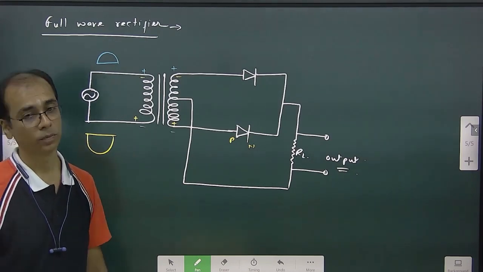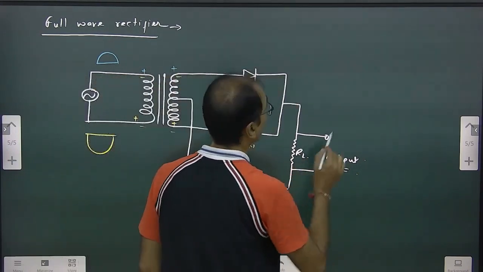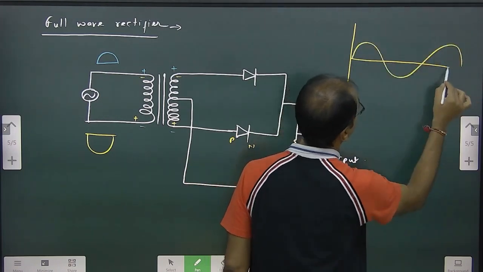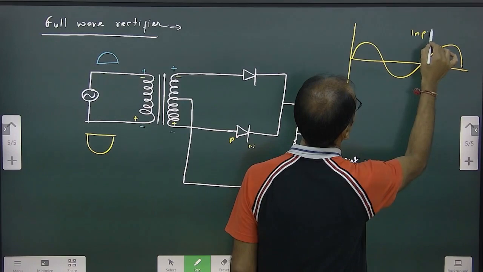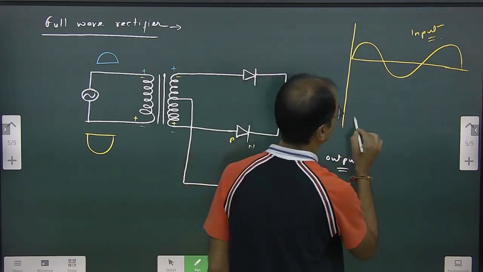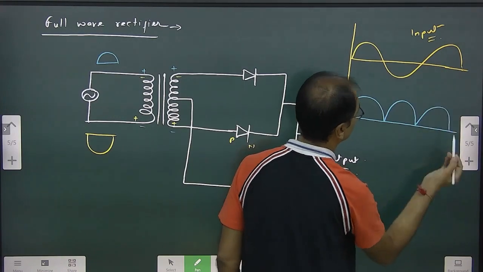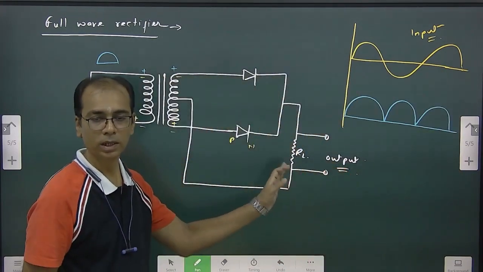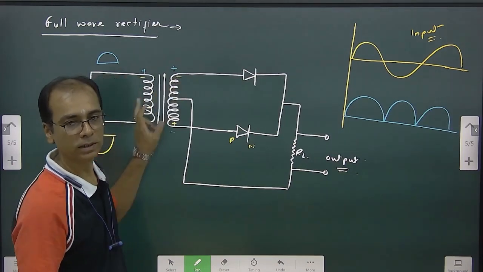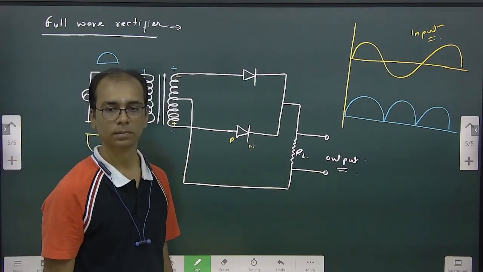So now we are able to get full wave rectified output. How it is, just see. Okay, this is input. And then how is the output? Output is like this. Current is in the same direction only. We are getting current in the same direction here. Current direction is not changing. Whether it was like this or it is like this, current is coming in the same direction. Rectified.